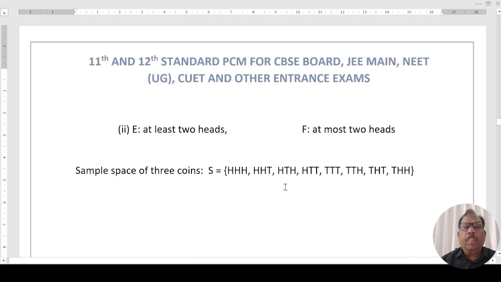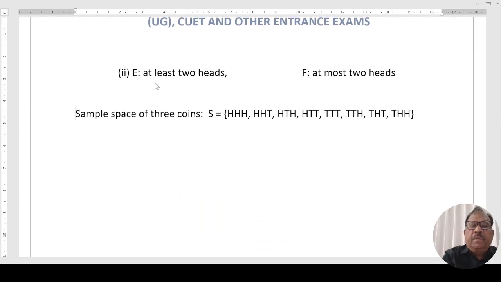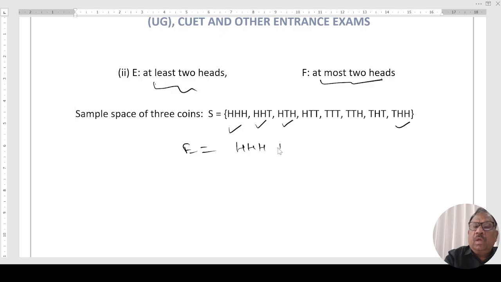Next part is at least 2 heads and at most 2 heads. Sample space is this one. At least. Least का meaning है move from 2 to maximum. Maximum in this case is 3. 3 heads तो ये हो गए. At least 2 heads. 2 heads हो गए. 2 heads हो गए. And 2 heads हो गए. That is E का sample space जो बना HHH, HHT, HTH and THH. Right? This is the sample space.